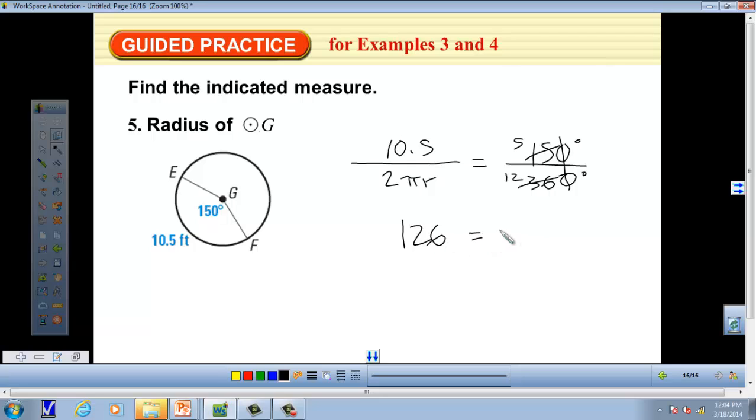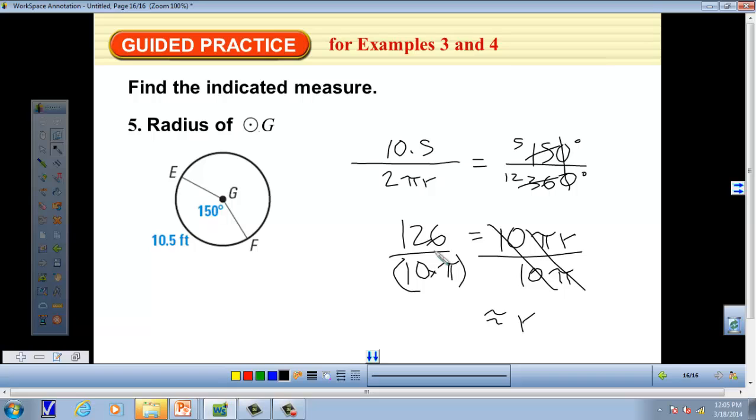And on the other side, we get 10 pi r. If we do 2 times 5 is 10, so we get 10 pi r. We're going to divide both sides by 10 pi. And I'm just going to go ahead and leave that as is because we can just get our calculator. Remember to put 10 pi in parentheses and multiply here. So we'd get 126 divided by 10 times pi. And in that case, our answer should be 4.01, or about 4. Good. And we're done. Thank you.